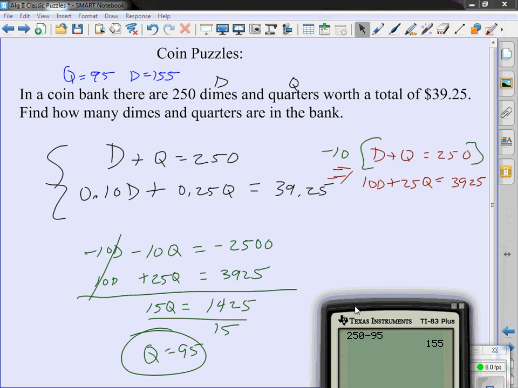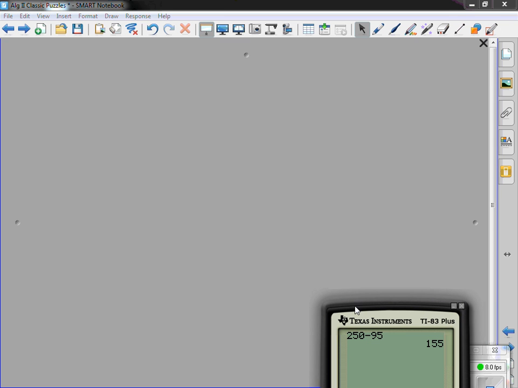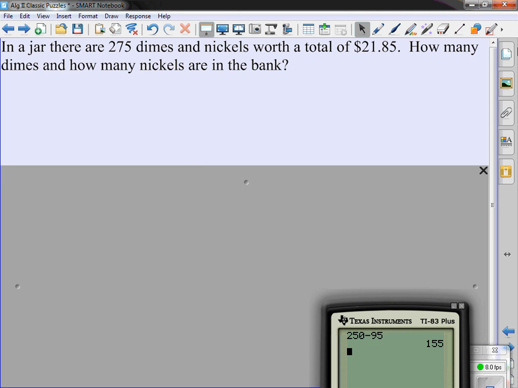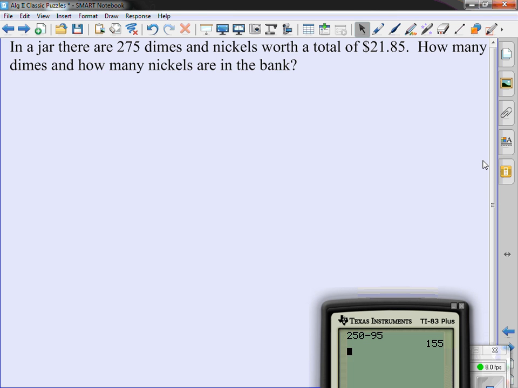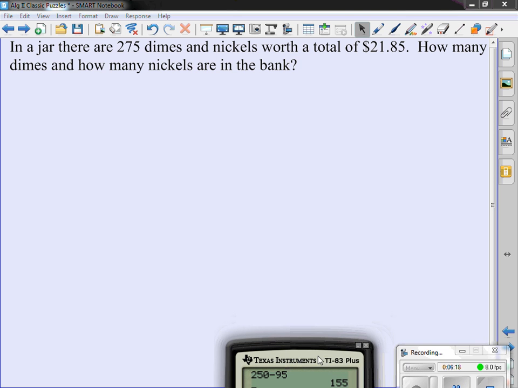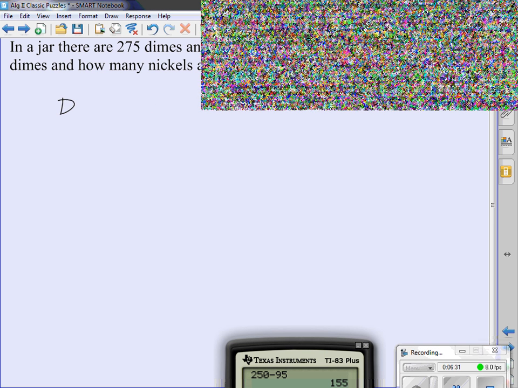Is this one a little bit easier? Okay. In a jar, there are 275 dimes and nickels, worth a total of $21.85. How many dimes and nickels are there? I want you to try to set up the equation first, by yourself. All right. Now, the setting it up, what variables do we have? D and N, dimes and nickels. What's the first setup? D plus N equals 275.